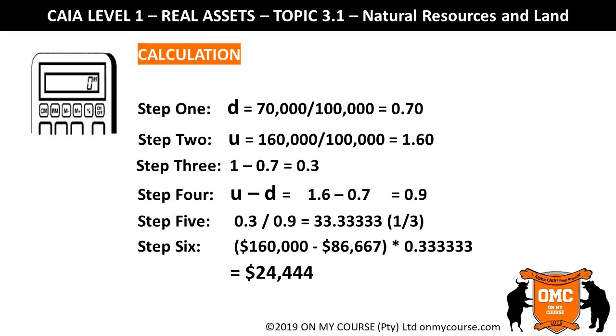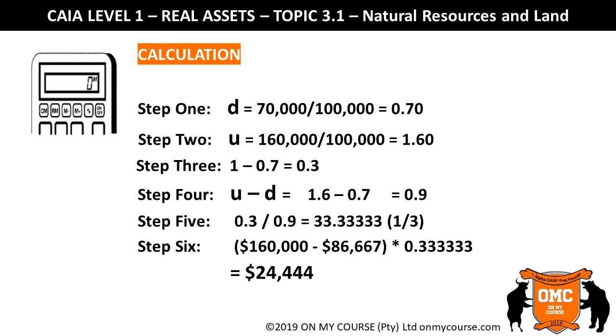Now when we consider our calculation, remember we want to first of all look at the current value, which we said was 100,000. If we take the down option, that gives us a ratio of 0.7. In the up payoff, the ratio is 1.6. Step 3 to the calculation is to take 1 minus the down payoff, which comes to 0.3. Then step 4 in our calculation is to take the up payoff minus the down payoff, which gives us 0.9. Step 5 is then calculating the ratio, which we see comes to 1/3 or 33.333. Step 6 is then to calculate the value of the option, and that's pretty simple.